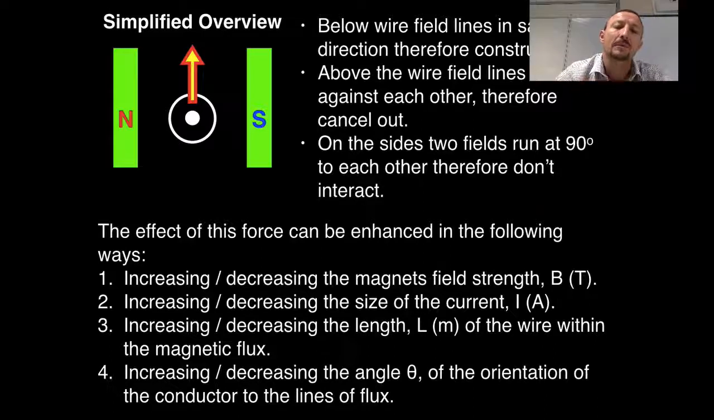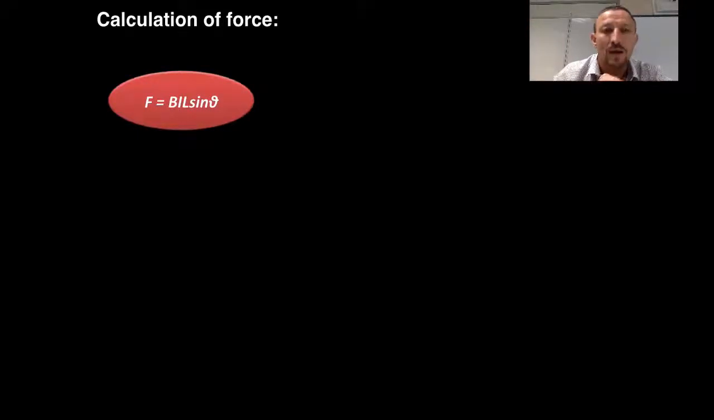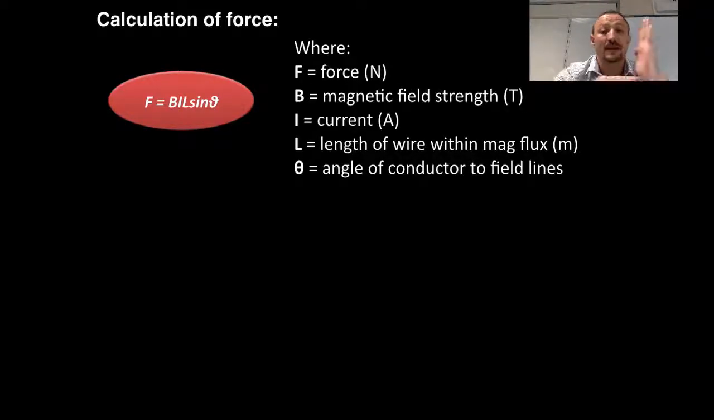Okay, so from this, we should be able to build up an algorithm. Now, this algorithm or equation is going to be F equals BIL sine theta. Now, sine theta basically is the angle which is generated between the magnetic field lines. When the angle is 90 degrees, the result will be that sine 90 equals 1, so the force will be at maximum effect. Now, force is measured in newtons, magnetic field strength B is measured in Tesla, I is the current in amps, and L is the length of wire subjected to the magnetic field.